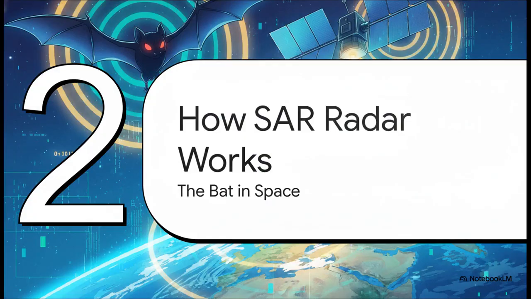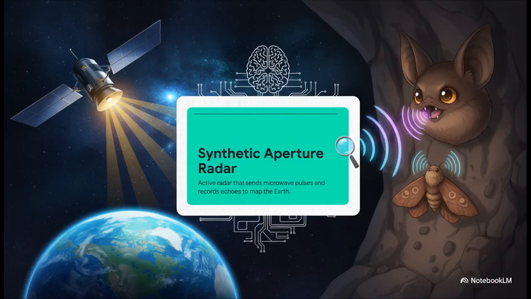All right, Section 2. How SAR radar works, or as I like to call it, the bat in space. Let's look at the actual mechanics of our primary sensor here. SAR stands for Synthetic Aperture Radar. It's an active imaging technology. But honestly, to make this super intuitive, just picture a bat. A bat uses echolocation to navigate, right? It sends out a sound wave and listens for the echo bouncing back off a moth or a cave wall. SAR does the exact same thing, but instead of sound, it uses electromagnetic microwave pulses, and it's doing the whole routine from the vacuum of space.